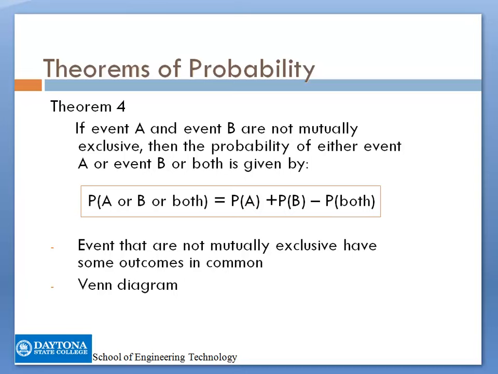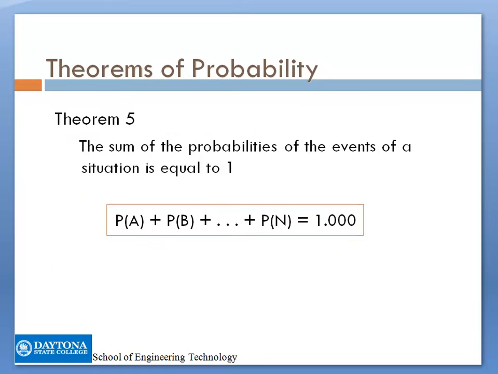Okay, so when we're talking about events that are not mutually exclusive, it is because they have some outcomes in common. And this is where the Venn diagram concept comes in place, when you have two circles, and both circles' areas touch in one place. So that is the probability of both outcomes for one event.